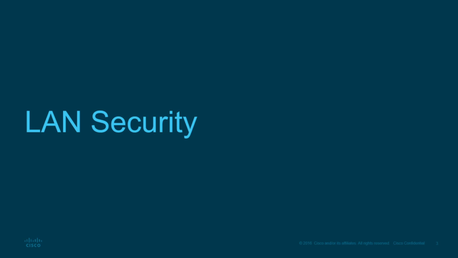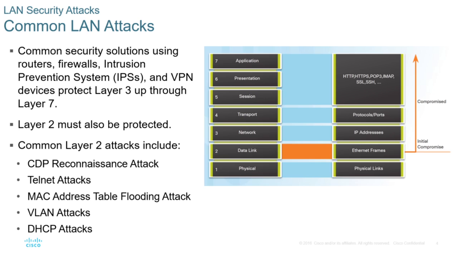So let's start with LAN security. When we talk about LAN security, here we are talking about security problems or security concerns from layer 3 up to layer 7 in the typical OSI model. Layer 2 is also something of concern.